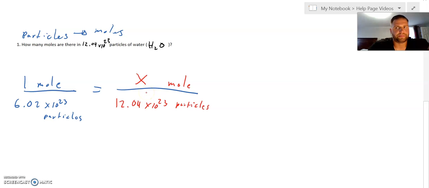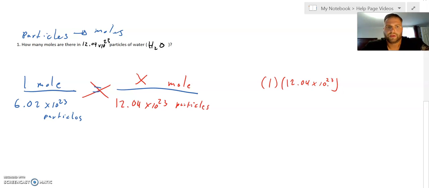So once we have this set up, we're ready to just cross multiply. Let's write our algebraic expression and then solve for x. So here's what we got. 1 times 12.04 times 10 to the 23 is equal to x times 6.02 times 10 to the 23.